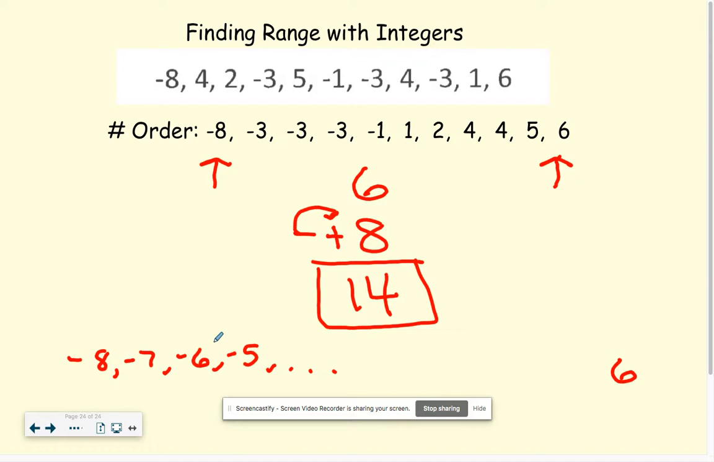So again, to find range, all you're doing is putting your values in order from smallest to greatest, and then you are subtracting. But remember these tricky integer ones: if you are subtracting a negative number, then you're really adding them.